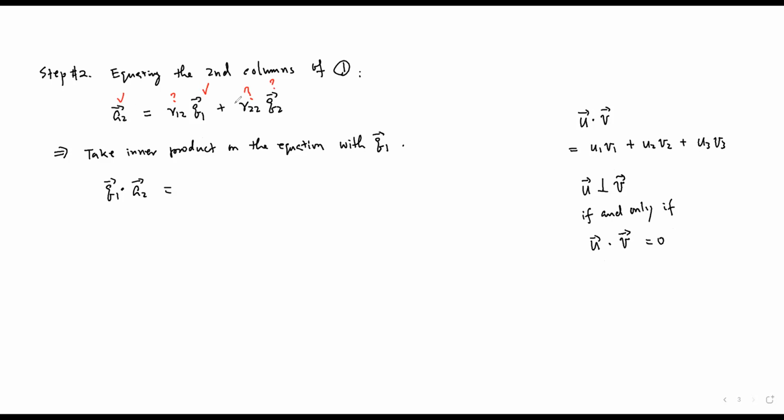Now I take the inner product with Q1 on both sides. The left-hand side is Q1 dot R12 Q1 plus R22 Q2.